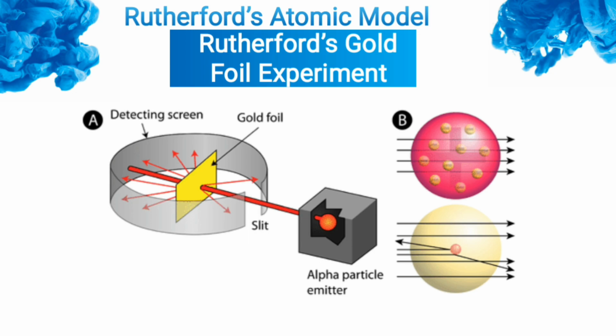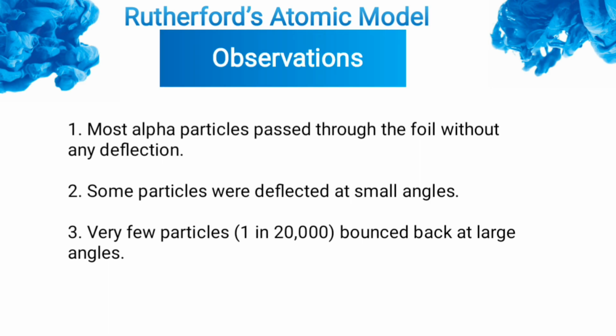Now, my dear student, after this, the observations of Rutherford: most alpha particles passed through the foil without any deflection, and some particles were deflected at small angles, and the third observation, a few particles, 1 in 20,000, bounced back at large angles.